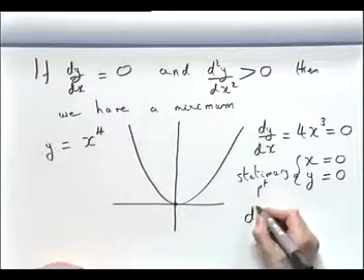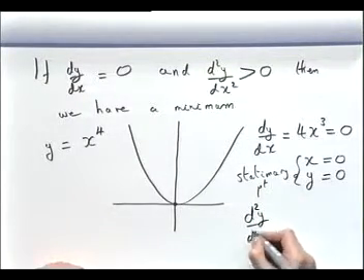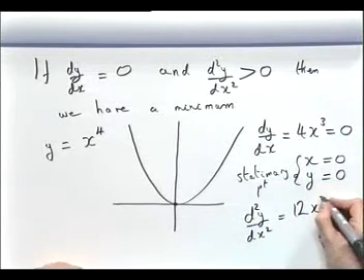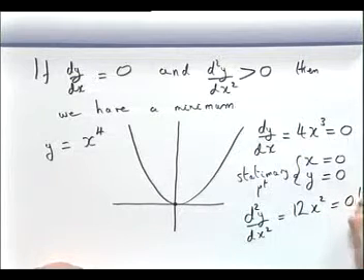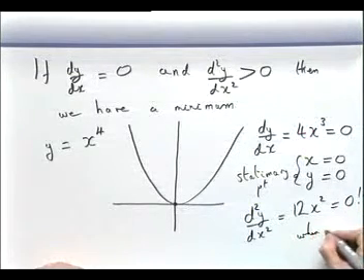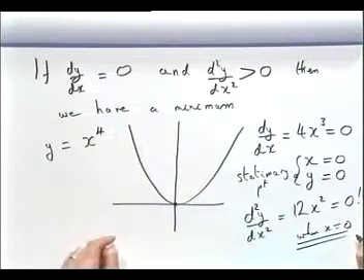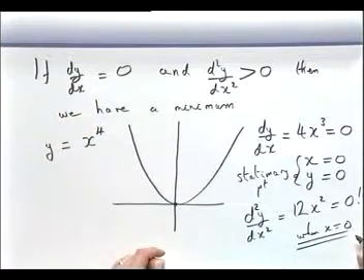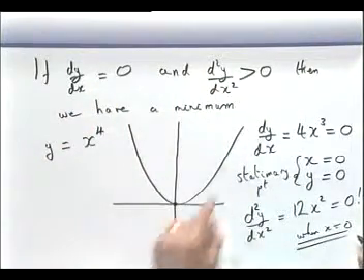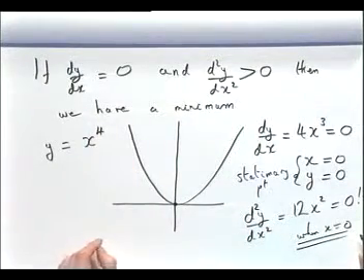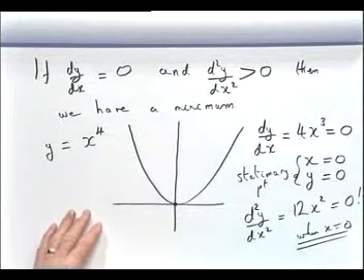What kind of stationary point is it? Let's do our second derivative. d2y by dx squared is 12x squared, but it equals 0 when x equals 0. So this doesn't work in reverse. If dy by dx is 0 and d2y by dx squared is greater than 0, then we know we have a minimum. But it doesn't work going the other way.